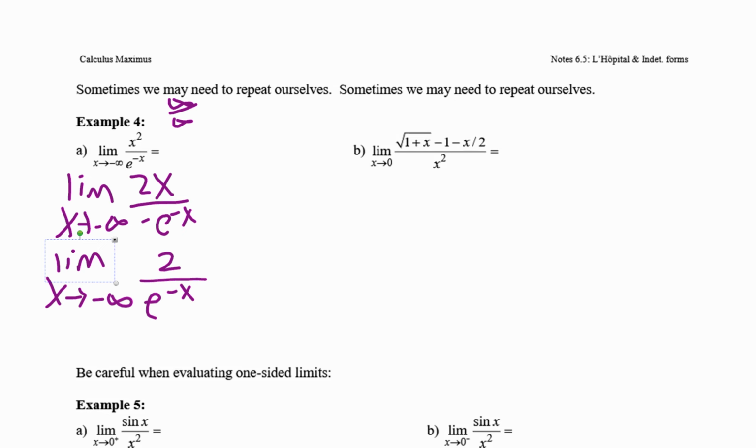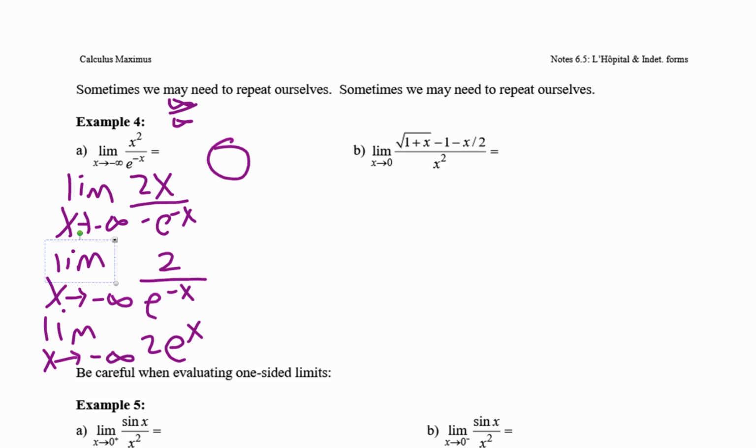And if you don't like thinking about it like that, we can rearrange this. 2e to the x. Plug in negative infinity. So that would be an exponential decrease, which would be 0. All right, and then let's see this one.